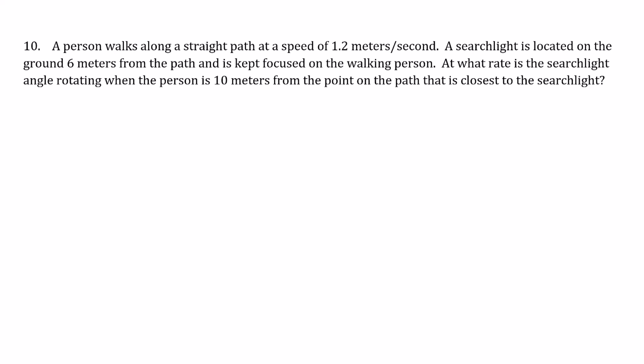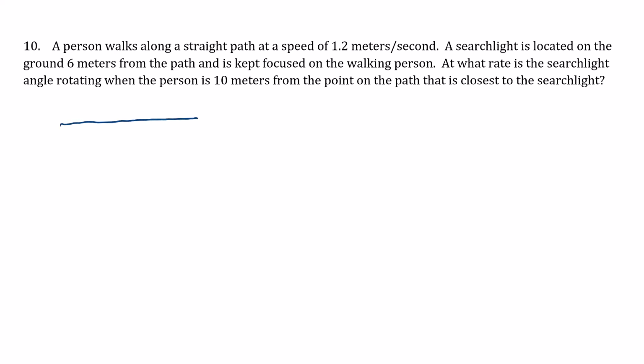A person walks along a straight path at a speed of 1.2 meters per second. A searchlight is located on the ground 6 meters from the path and is kept focused on the walking person. At what rate is the searchlight angle rotating when the person is 10 meters from the point on the path closest to the searchlight? Okay, let's draw a picture so we can see what's going on.